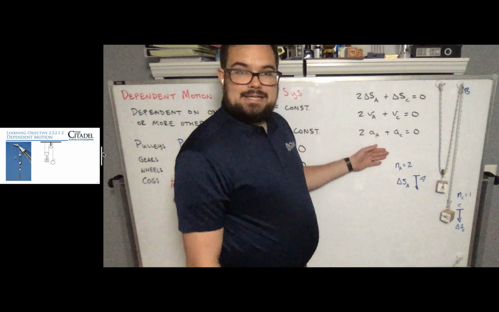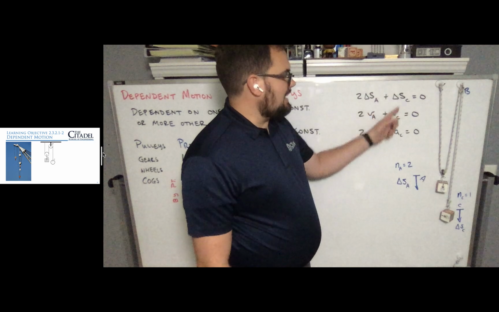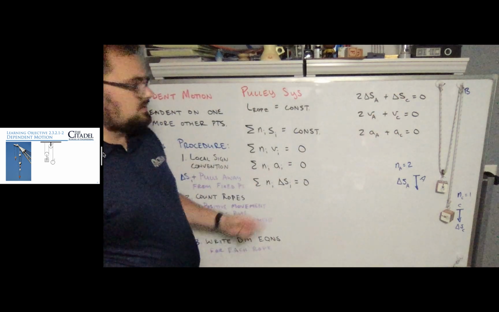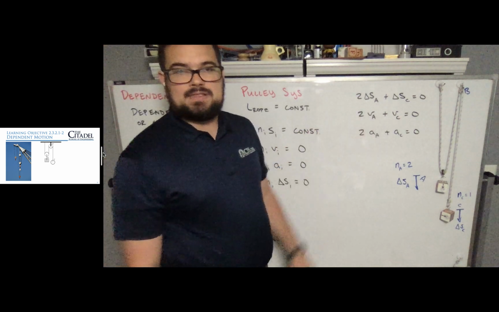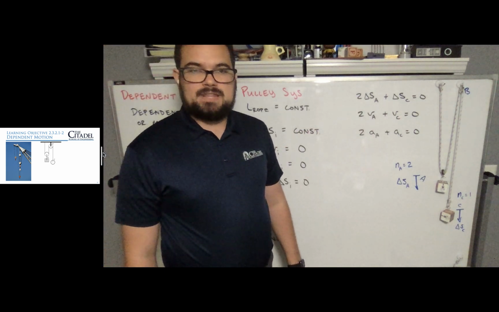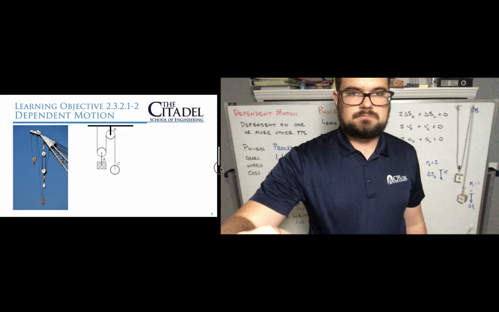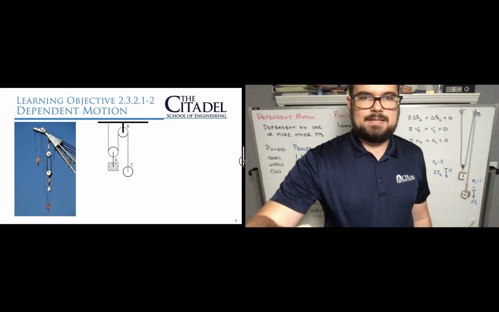But this is the idea here: let's say I knew everything about where C was, I could use this dependent motion set of equations for pulleys to figure out everything about A. So hopefully that's clear. Let's look at another situation that we might encounter that's a little bit more complicated.